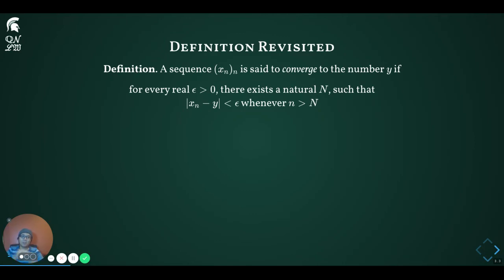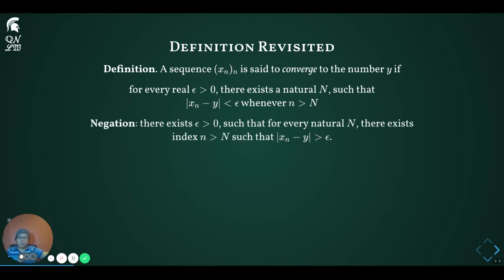Notice further that within the statement after the such that, there is another whenever. The whenever should be interpreted as another for every. So this definition actually has 3 layers of quantifiers. This complexity is why I am spending some time to dissect it for you.